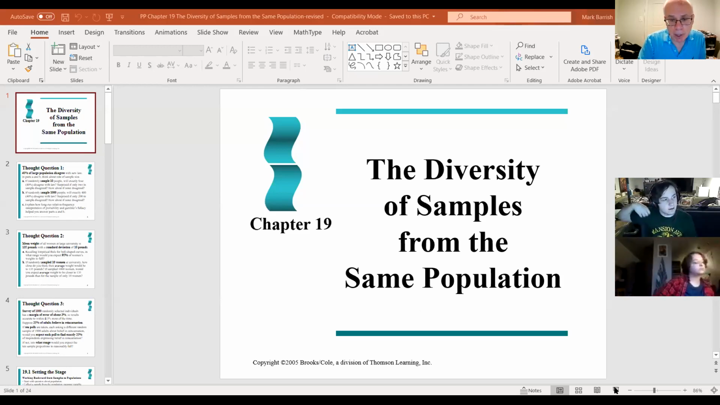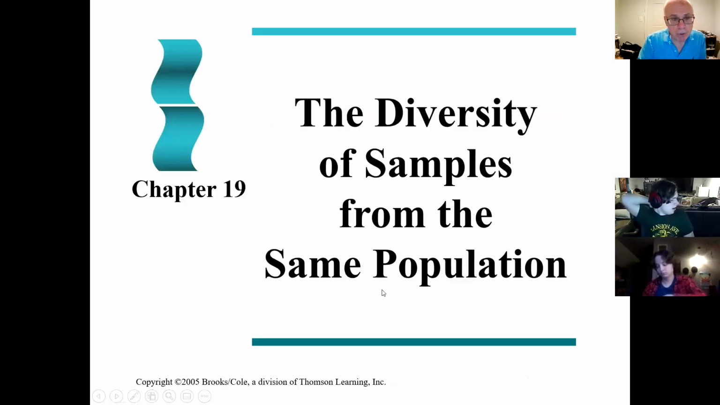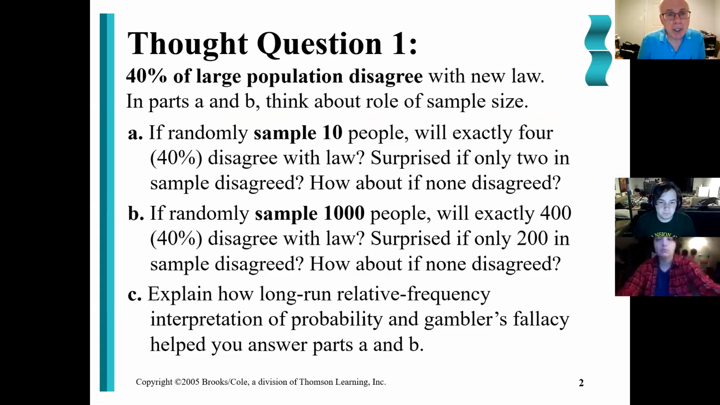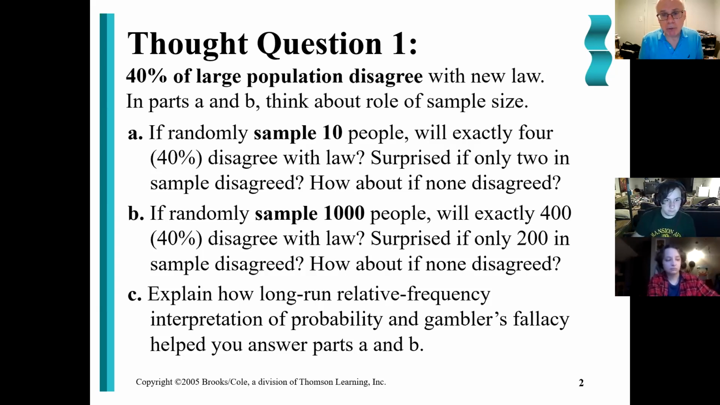Once again, we'll have some questions that we'll be considering at the beginning here. Suppose in a large population, 40% disagree with a new law that was instituted somewhere. Suppose you took a random sample of 10 people from this population. You expect exactly 4 of the 10 to disagree with the law. Would you be surprised if only 2 disagreed or if none disagreed?